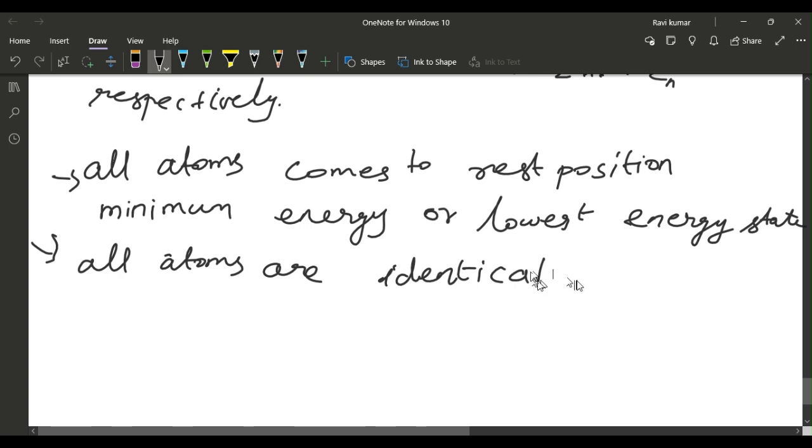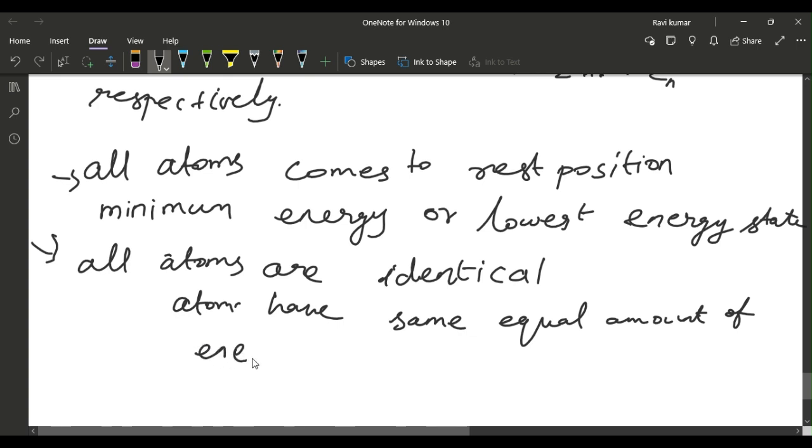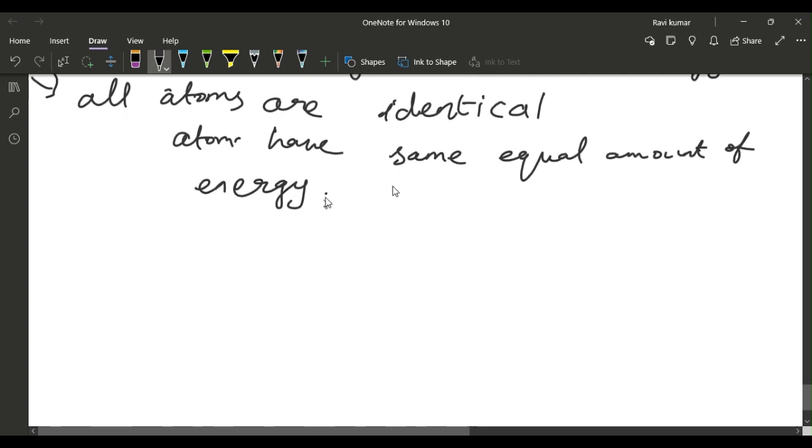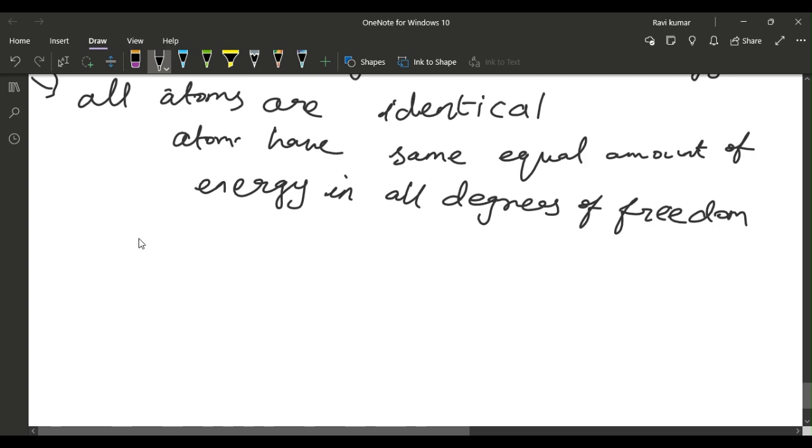So all atoms are at a rest position, which means all atoms have the same, equal amount of energy. If all the atoms are identical and have the same equal amount of energy in all degrees of freedom, that is, among x, y, and z direction in translational, rotational or vibrational motion, all have the same equal amount of energy. That is the lowest energy, which means it won't have any energy among those translational, rotational or vibrational degrees of freedom. So in this way, how many ways can we arrange the particles?